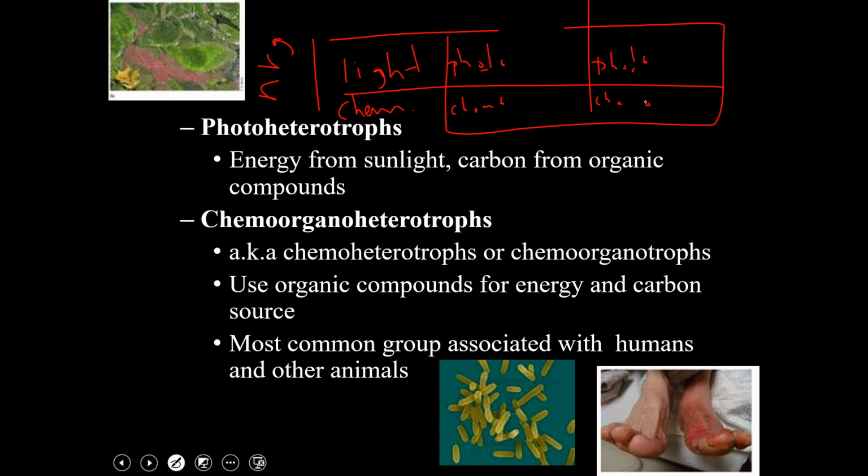Across the top, we're going to talk about how do they get their carbon. Do you get it from inorganic sources like carbon dioxide, or do you get it from an organic source? If you use inorganic carbon, you get the next prefix auto. And so that's going to go into all the boxes below that. If you use organic, organic ones get that prefix hetero.